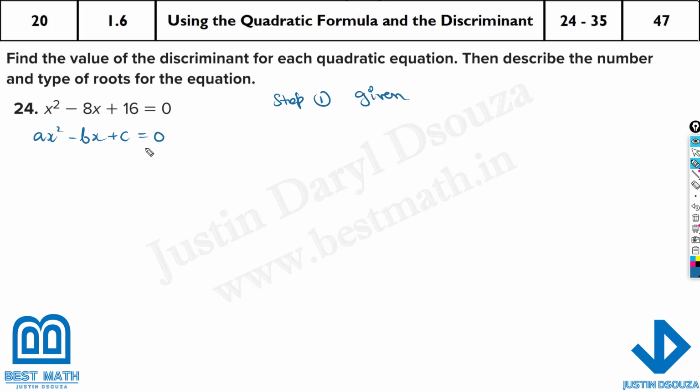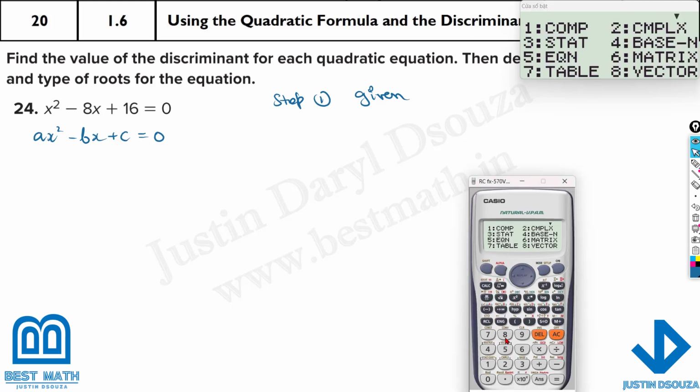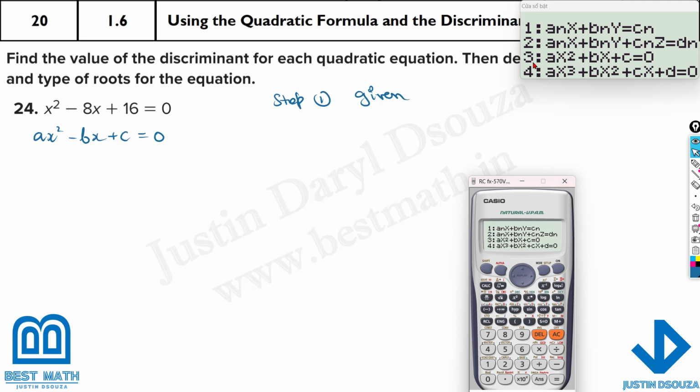If you press mode and then 5 in your calculator, let me show you here. If you just press mode and then 5, that is equation, you can see the third equation, it's ax squared plus bx plus c equals 0. That is the standard form of the quadratic functions.